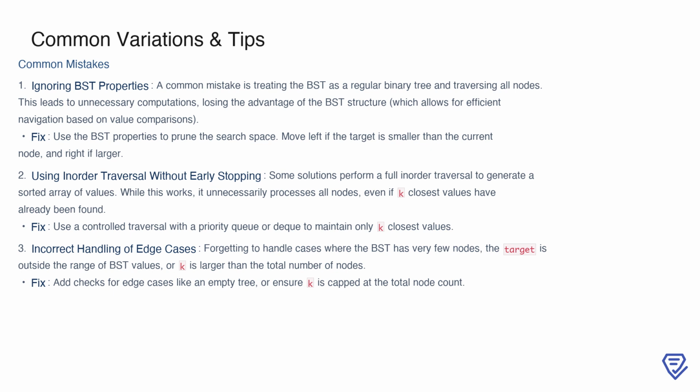A better approach is a controlled traversal that uses a priority queue or deque to maintain only the k closest values. Finally, edge cases are often mishandled. For instance, the BST might have very few nodes, the target could be outside the range of the tree's values, or k might be larger than the total number of nodes. To handle these, you should add checks for cases like an empty tree and ensure k is capped at the total node count to avoid out-of-bounds errors.